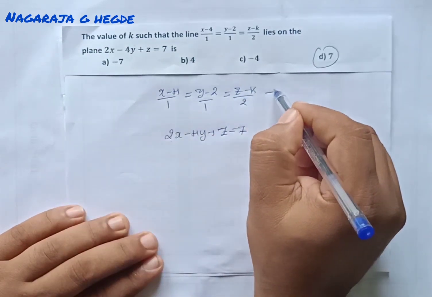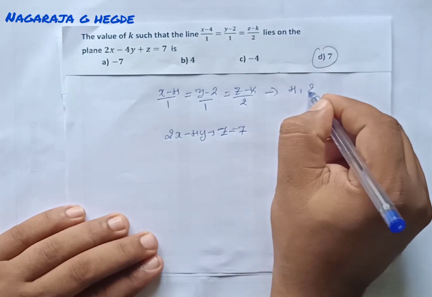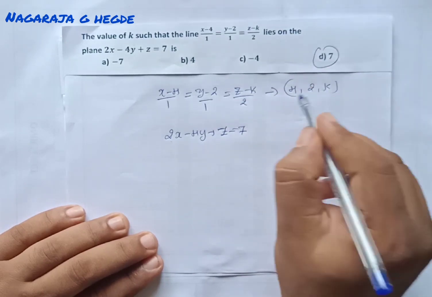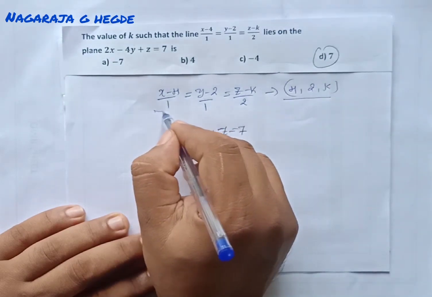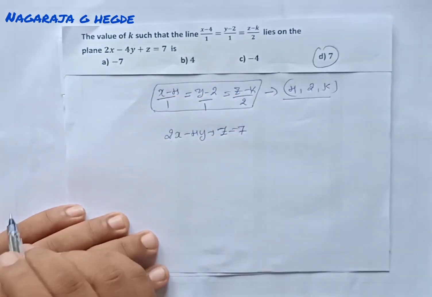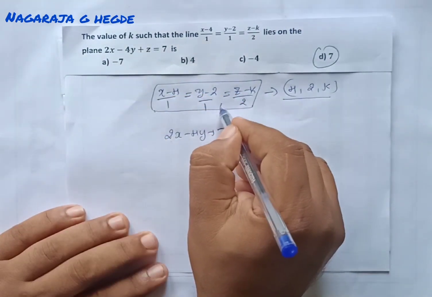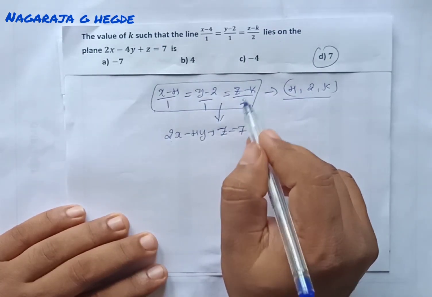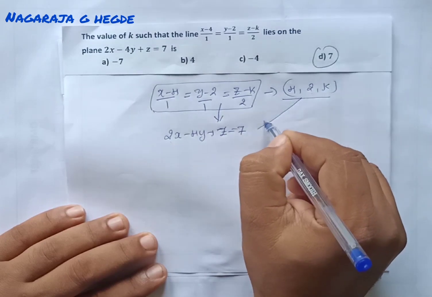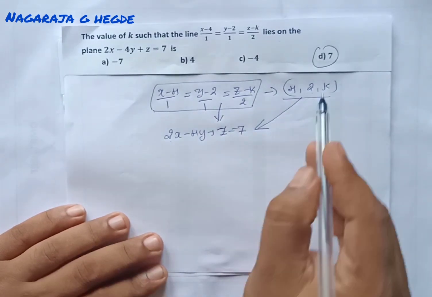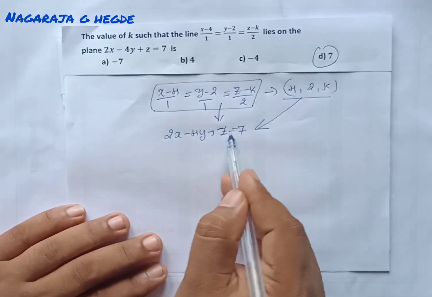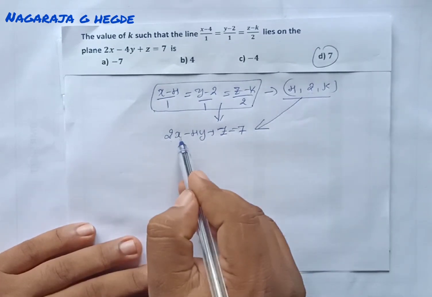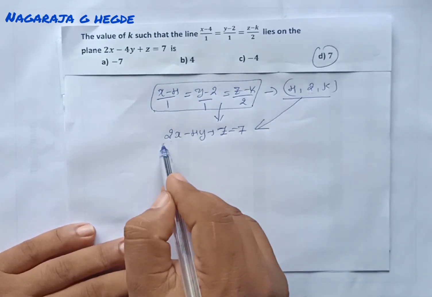We know that on this line there is a point 4, 2, k. This point lies on this line, yes or no? Yes. So this line lies on this plane. A point that lies on the line, which lies on the plane, so this point lies on the plane also. If this point lies on the plane, then this point satisfies this equation.